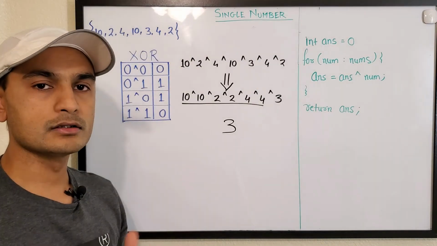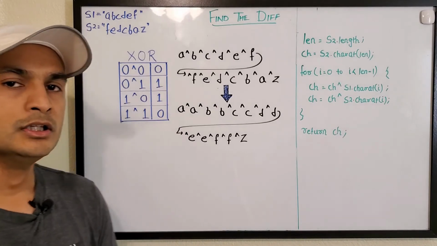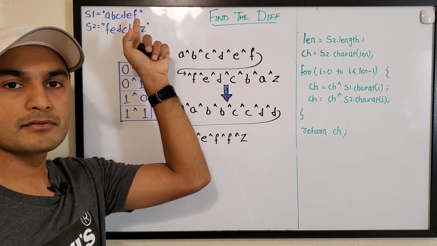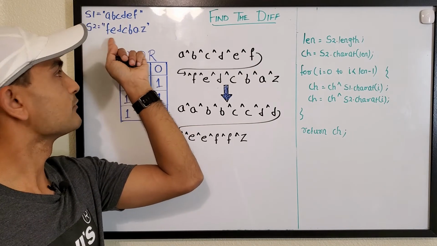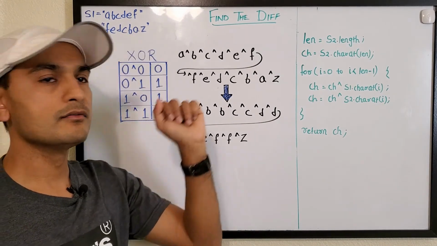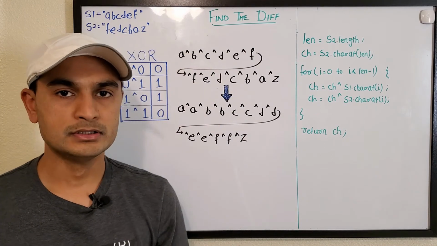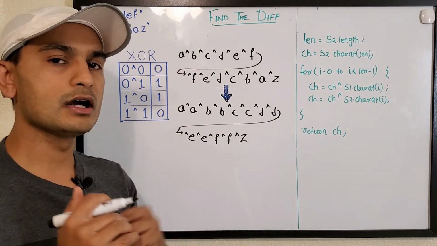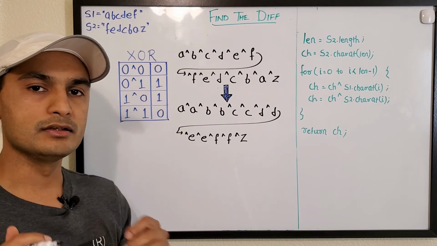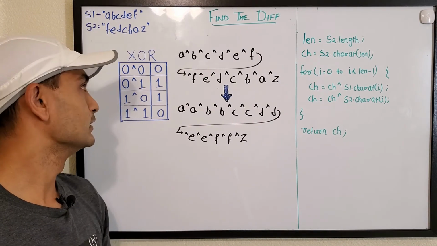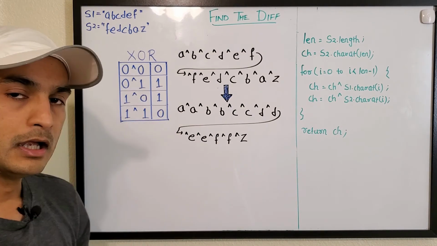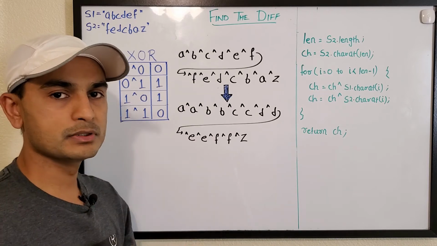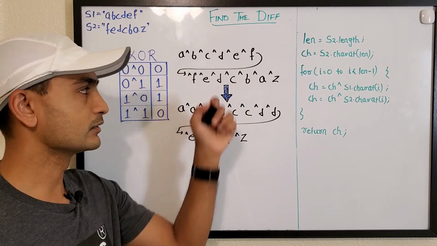Let's take a look at the find the difference problem. We'll be using these two strings: A, B, C, D, E, F, and our S2 is F, E, D, C, B, A, Z. By now you guys must have already figured out how we're going to solve this problem. And if you're thinking XOR, then yes, you're right. Let's just take a look at the approach. I know you already know it, but just for completeness, let's go through it.